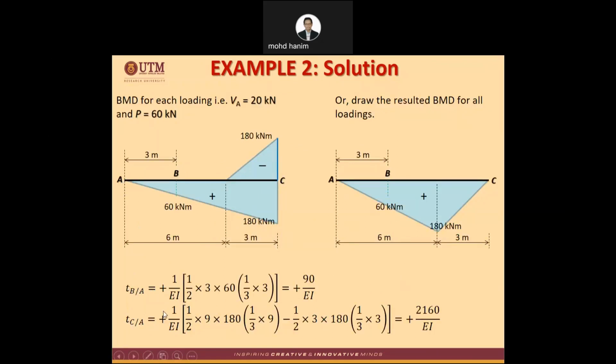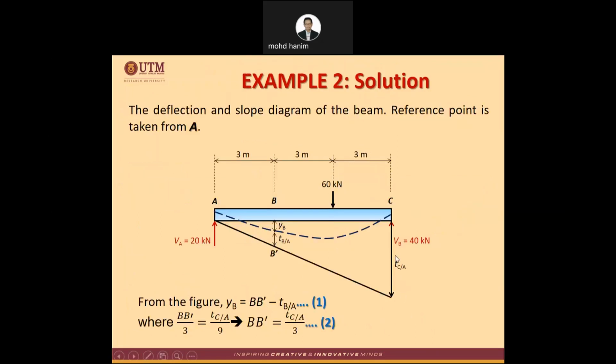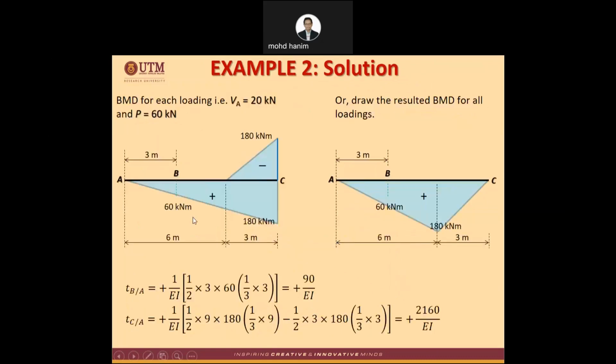Why do we want to know TCA? Because here, BB dash equal to TCA over 3. So we want to know TCA. So TCA, okay? TCA, there are two moment areas. 1, 2. This one, the area is equal to 9 times 180 divided by 2 times the centroid. The centroid of this triangle is here.